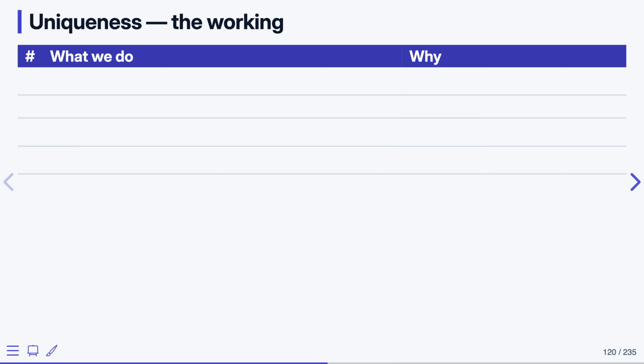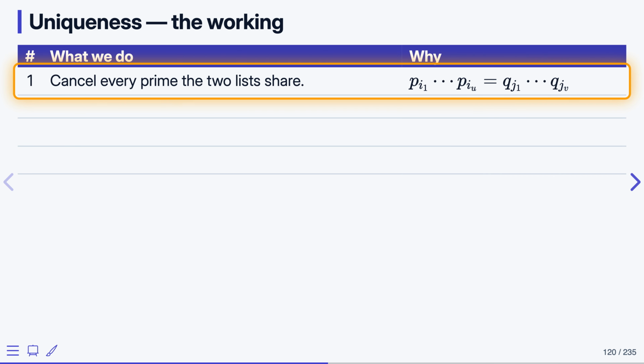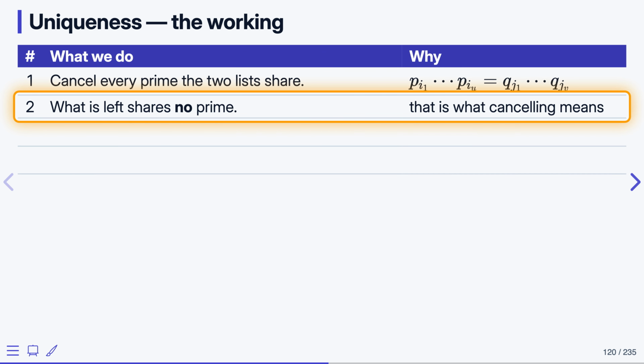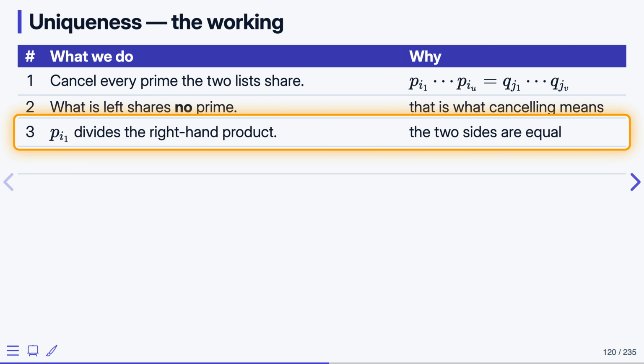Now the working. Step 1. Cancel every prime that appears in both lists. Whatever survives on the left equals whatever survives on the right. Step 2. And by construction, the two surviving lists share no prime at all. That is exactly what canceling did. Step 3. Now look at the first surviving prime on the left, P sub i1. It divides the left side and the two sides are equal, so it divides the right side too.